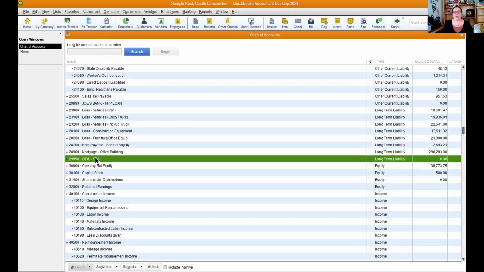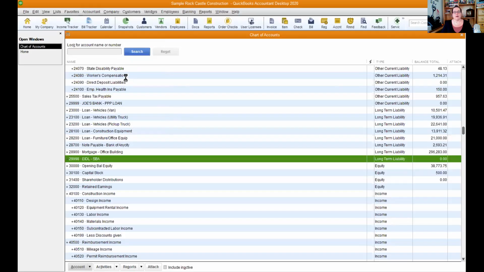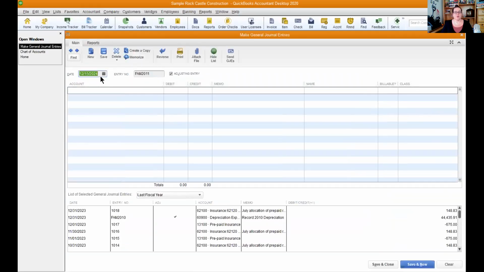What's going to happen when we have the forgiveness portion, we're going to wait until the bank tells us how much is forgiven. We're going to do a journal entry, essentially, that is going to debit the loan. So essentially, we're going to come in here and debit the PPP loan for however much we received that is being forgiven.